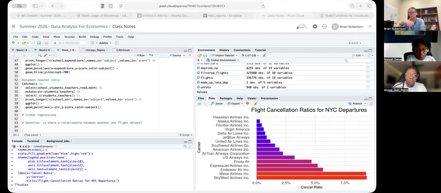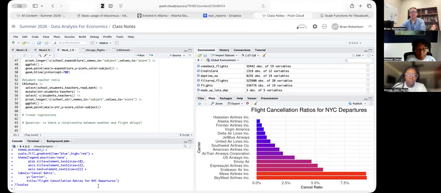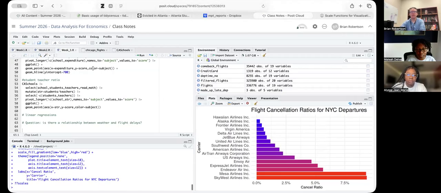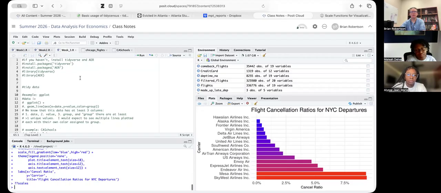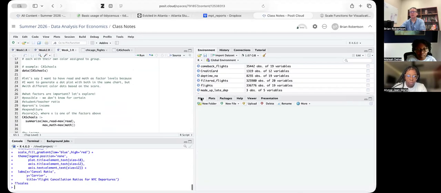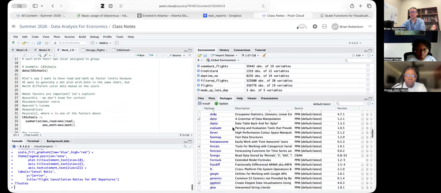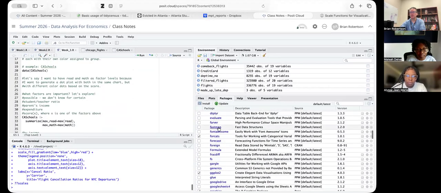So what do I need? Well, the first thing I need is flights, which I have. I don't have weather, so I need to bring that in. If you don't have flights already loaded, we may need to get that loaded in here. Let me see what packages I have loaded. I have AR. Do I have flights NYC loaded? Let me just go down here.